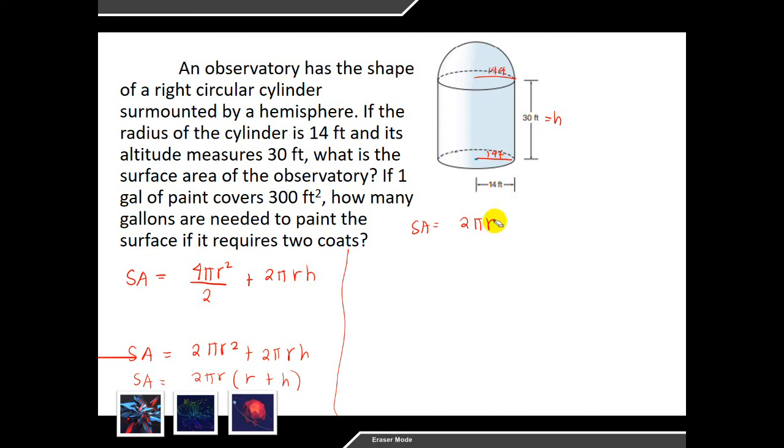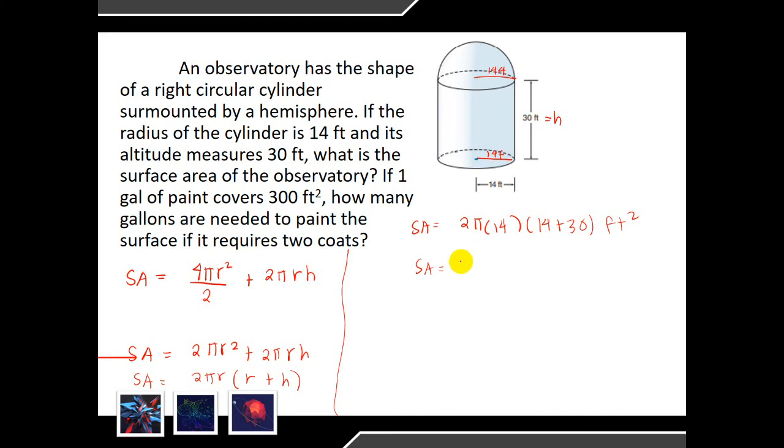So, lagay na natin yung r. Ang radius natin ay 14. So, I'll write 14 here. 14 times, ang radius natin, di ba, ay 14 din dito. So, r tsaka h dito. Plus this is 30. Okay? At ano yung unit natin? Siyempre, feet squared yan in the end.